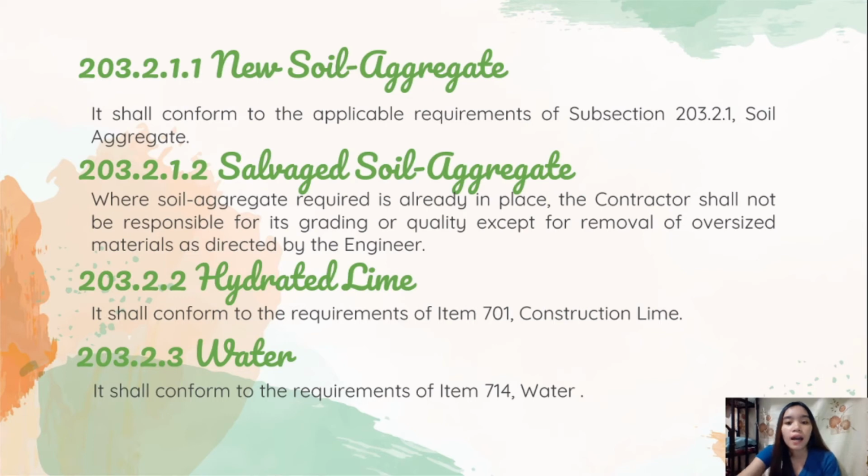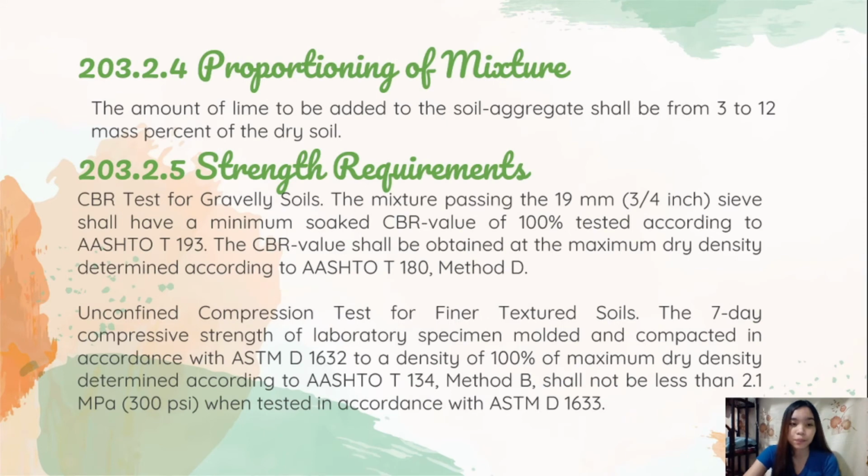The next is the hydrated lime. It shall conform to the requirements of item 7.1. So this item 7.1, which is construction lime, will be discussed by the next reporters. And then for water, it shall also conform to the requirements of item 714 water. So yeah, it will be discussed in the next requirements. The next is the proportioning of mixture. So the proportioning should be proper, not just basta.